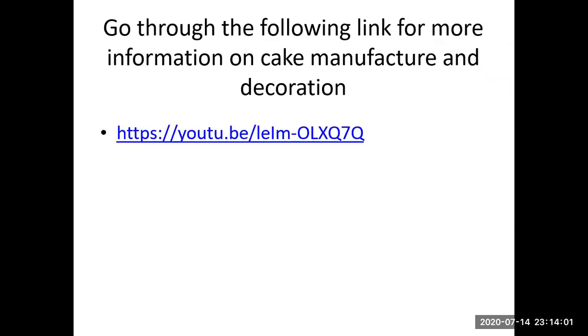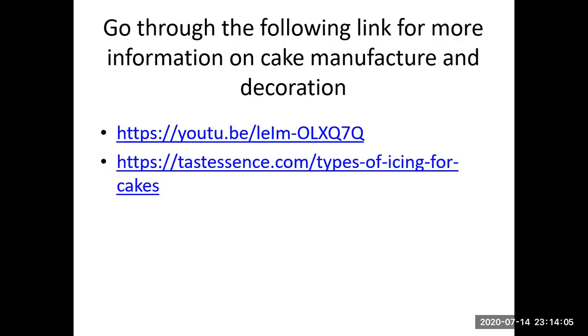So that was our different kinds of cake decoration with our industrial manufacturing of cakes.